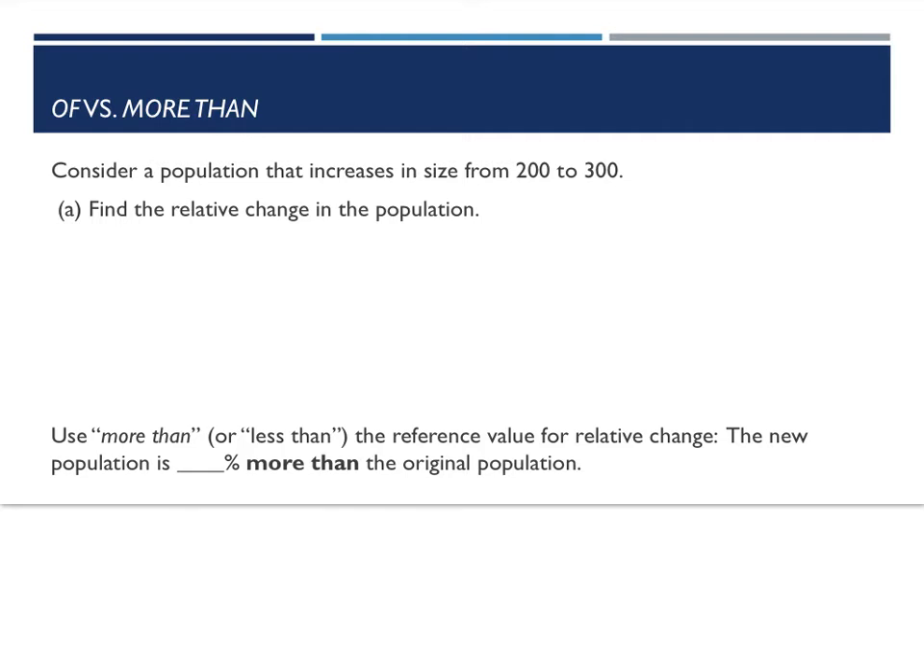I have a population that increases in size from 200 to 300. I want to find the relative change in the population. Now, hopefully, you will recall that you cannot find the relative change unless you first find the absolute change. So even though it doesn't ask me for it, I need to start out by finding the absolute change. Now the population went from 200 to 300, so it did go up. So I want to arrange my numbers so that I get a positive answer.